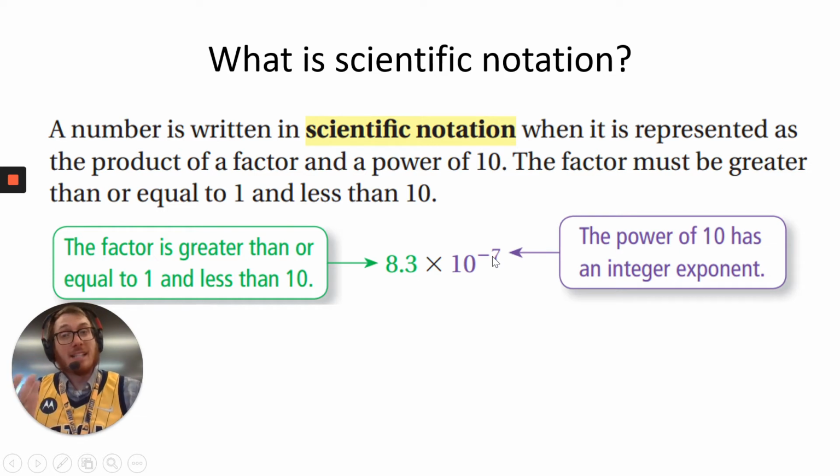It's going to be 10 to an integer. Notice it doesn't have to be a whole number. It doesn't have to be positive. It could be negative. But it's not going to be 10 raised to a decimal like 2.3 or a fraction like 3 over 10. It's always going to be raised to an integer power. And so that's the setup for scientific notation. Other things can look kind of like scientific notation, but by definition, scientific notation has to fit these two descriptions.